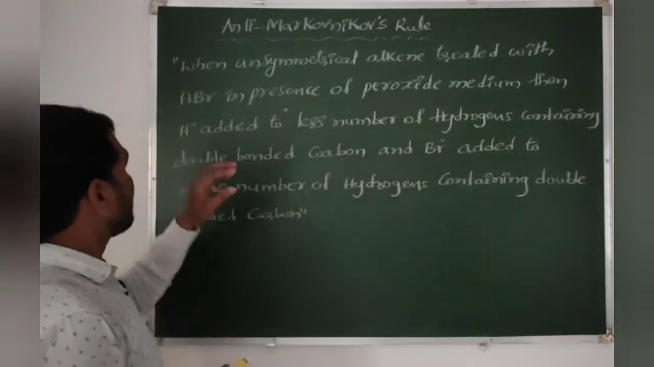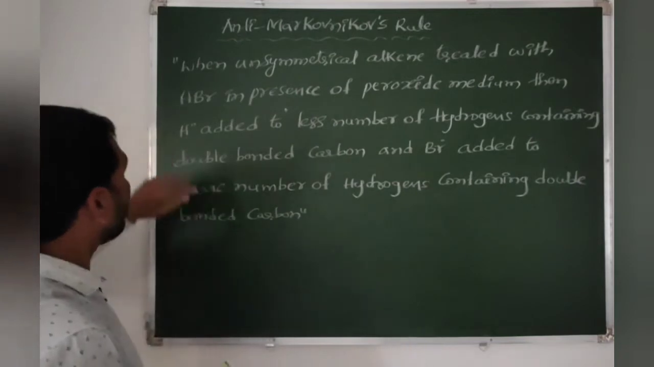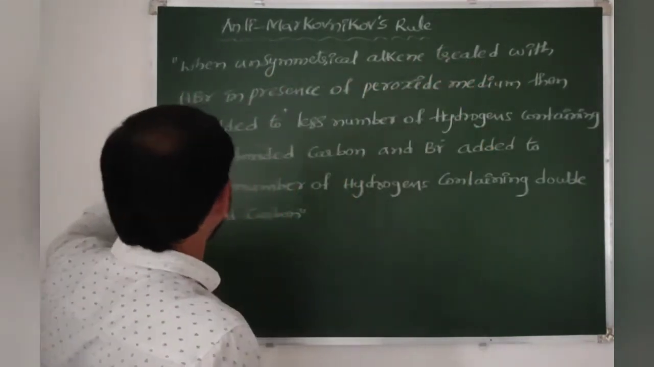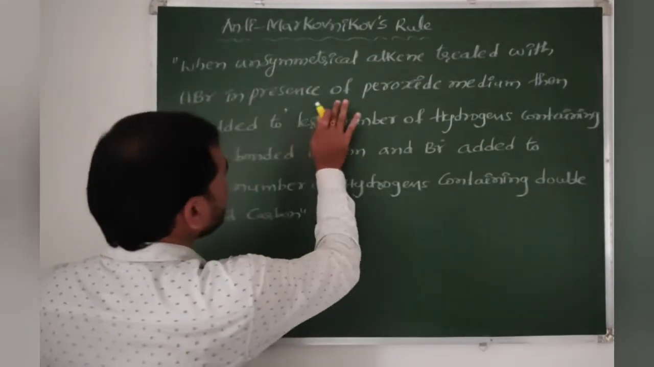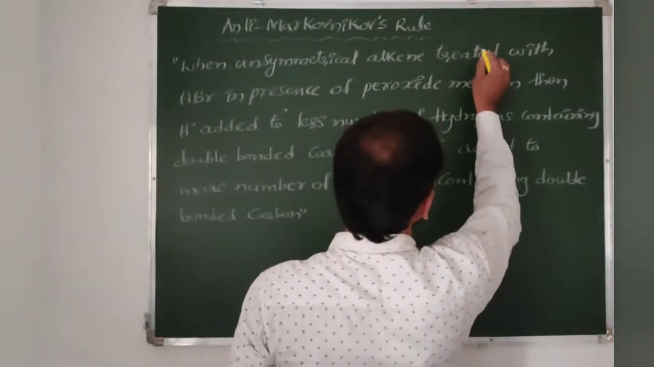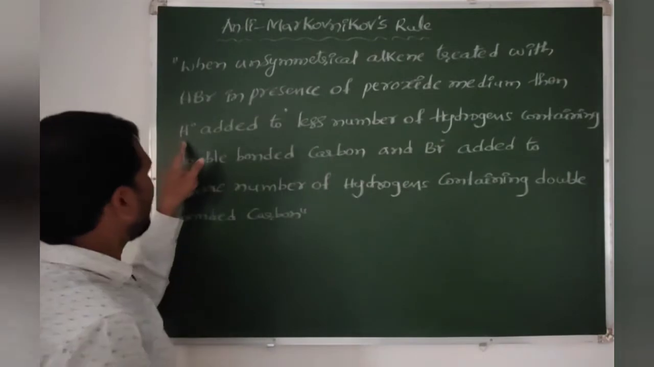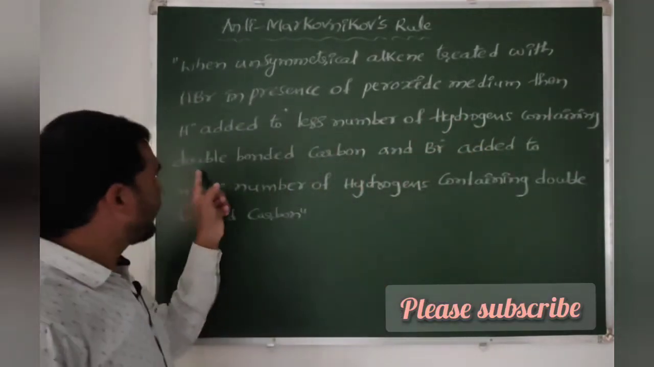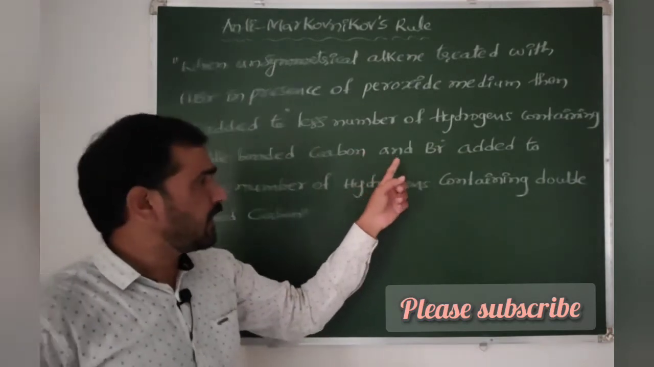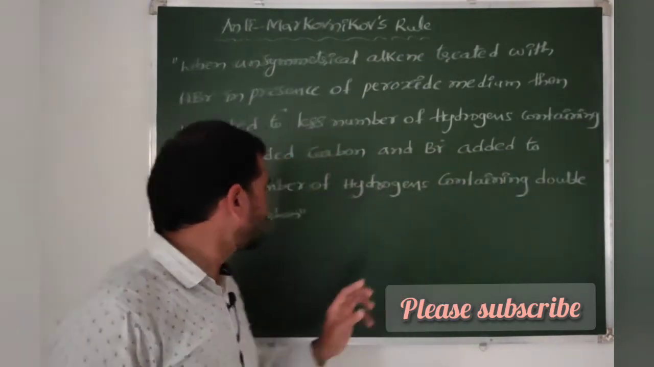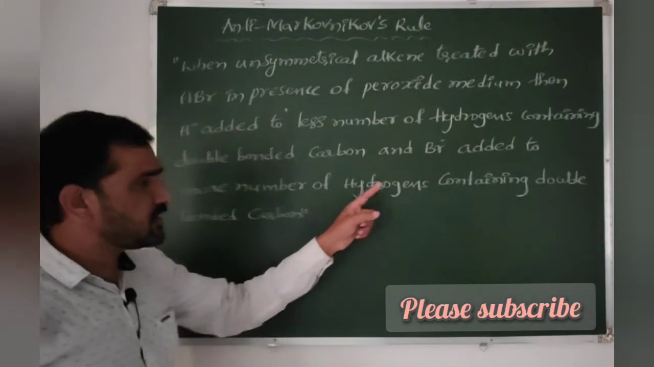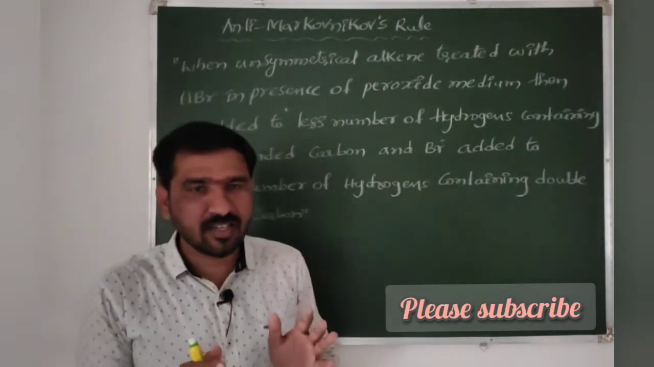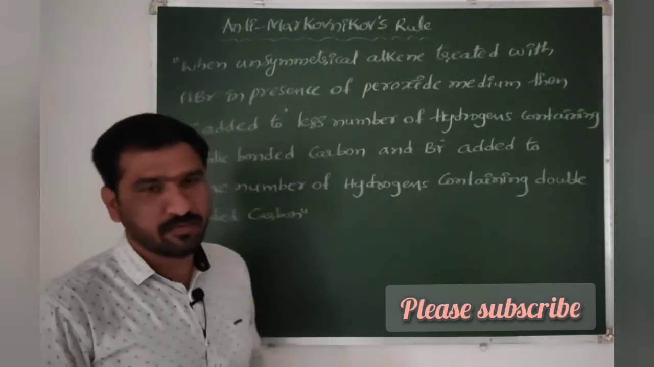Let me see the statement of anti-Markovnikov rule. When unsymmetrical alkene treated with HBr in presence of peroxide medium, then H dot added to less number of hydrogens containing double bonded carbon and Br minus added to more number of hydrogens containing double bonded carbon. So this is exactly the statement of anti-Markovnikov rule.